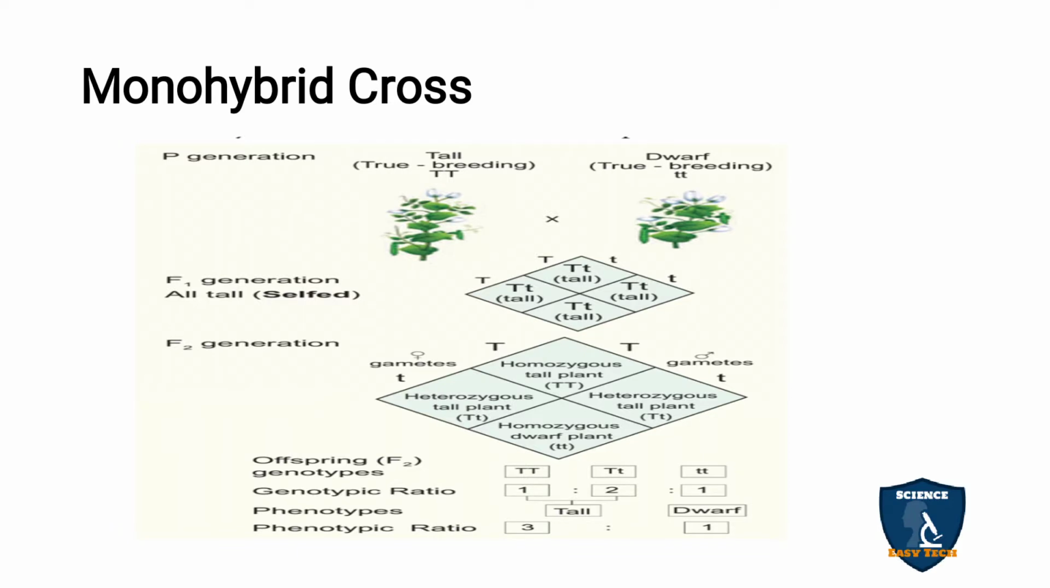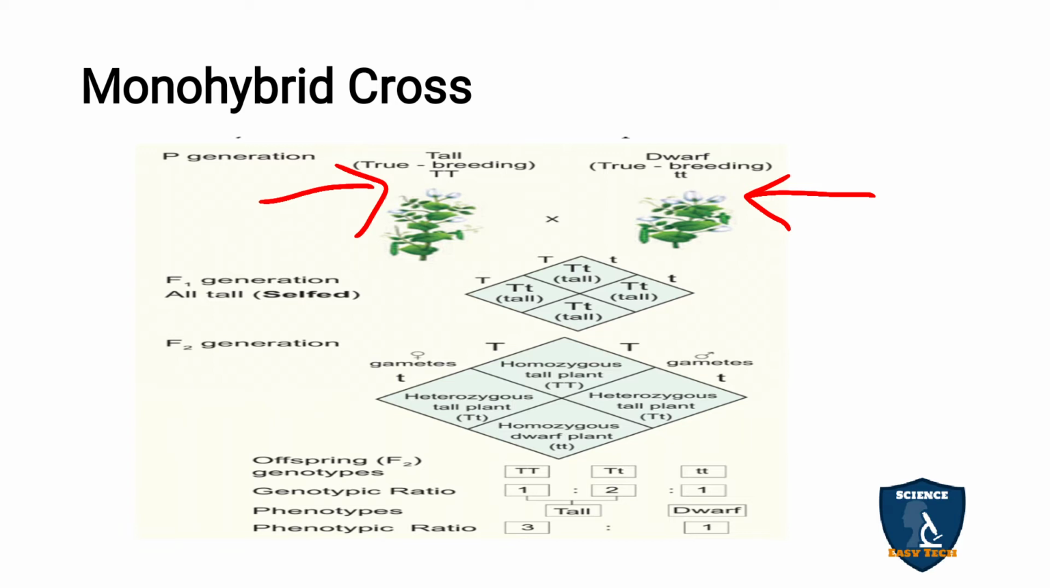Monohybrid cross. First, Mendel took the dominant into recessive. He took plant height. According to him, capital T is the homozygous dominant condition, and small t is the homozygous recessive, dwarf.